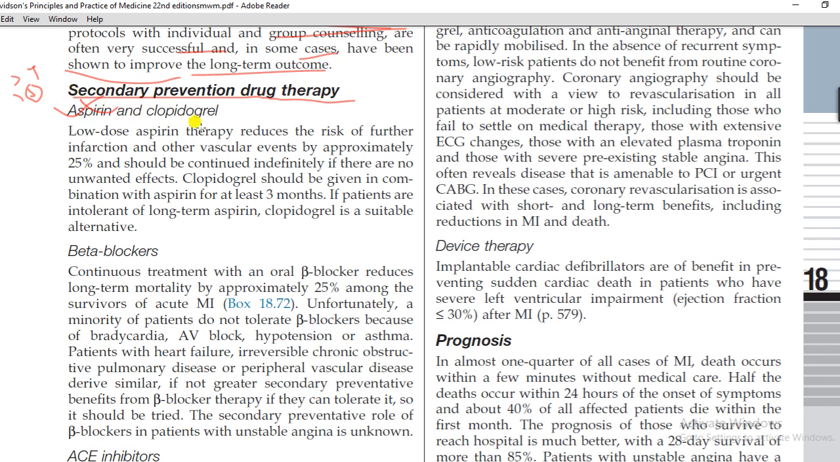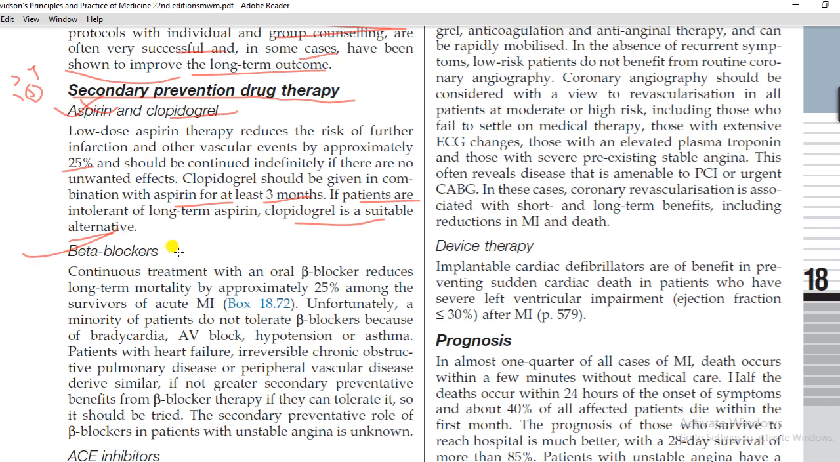Aspirin and clopidogrel. Low-dose aspirin therapy reduces the risk of further infarction and other vascular events by approximately 25% and should be continued indefinitely if there is no unwanted effect. Clopidogrel should be given in combination with aspirin for at least 3 months. If patients are intolerant of long-term aspirin, clopidogrel is a suitable alternative.